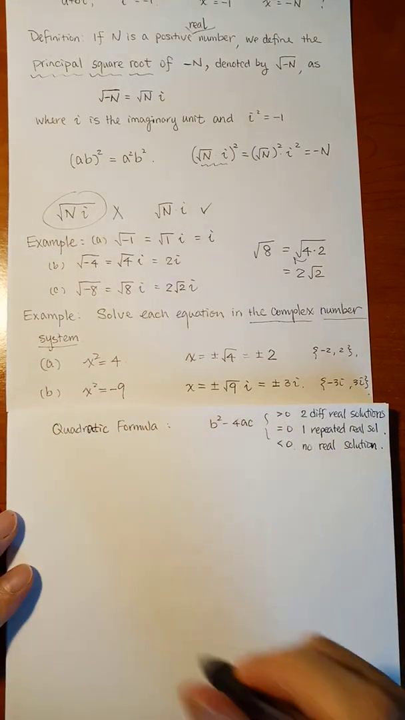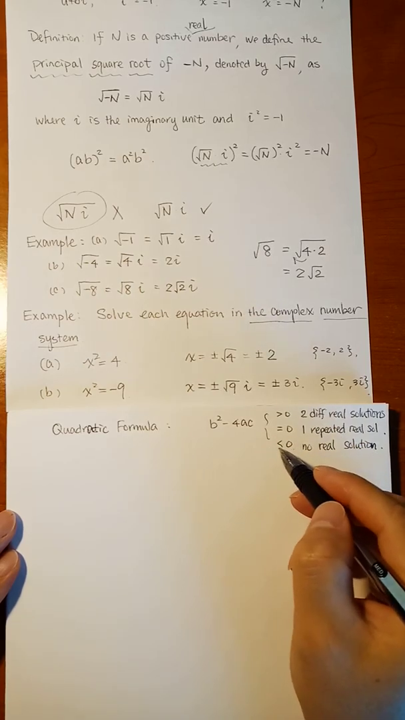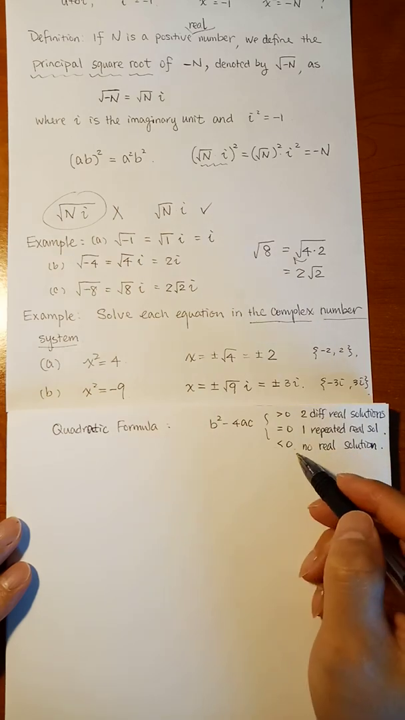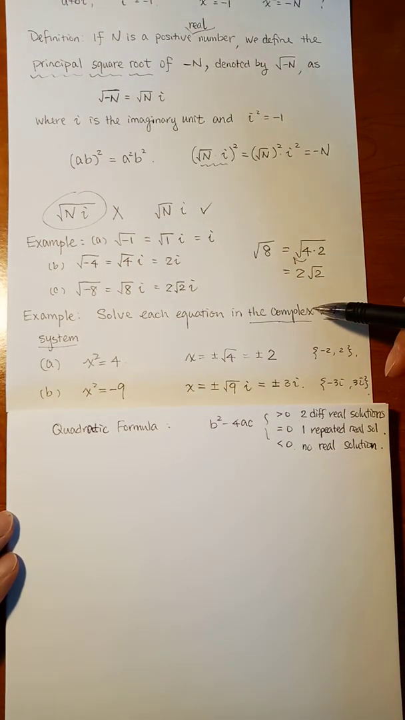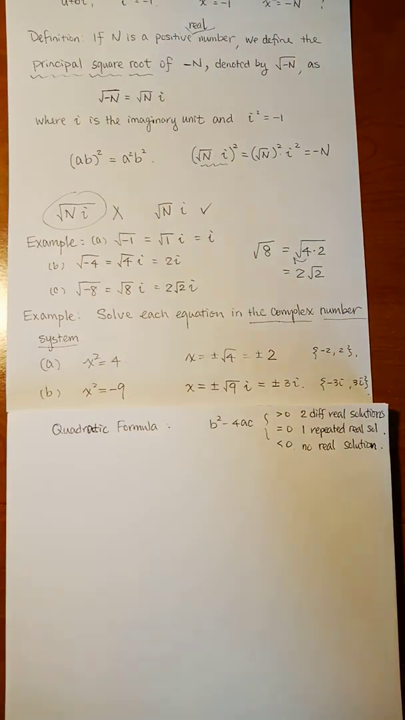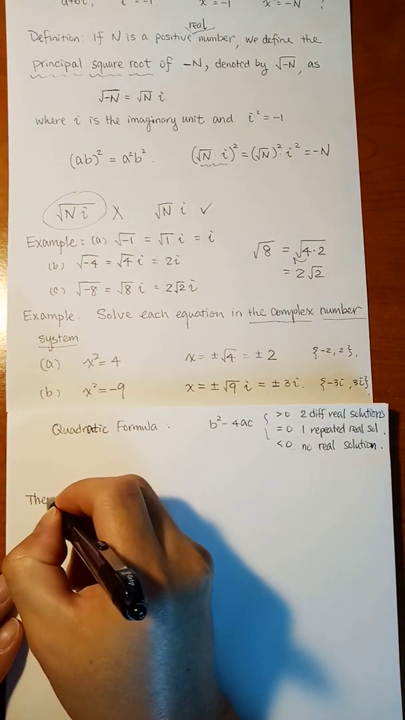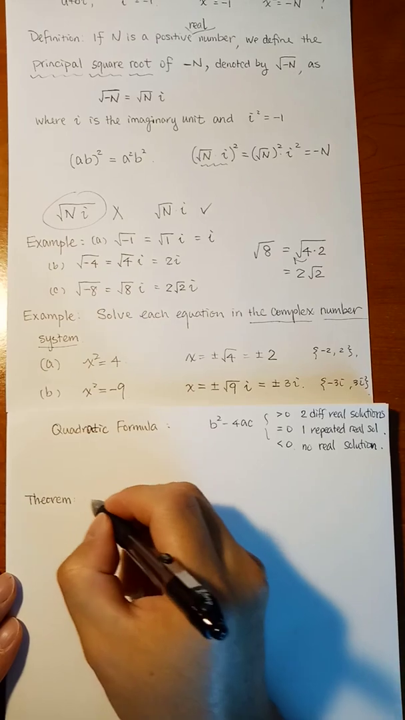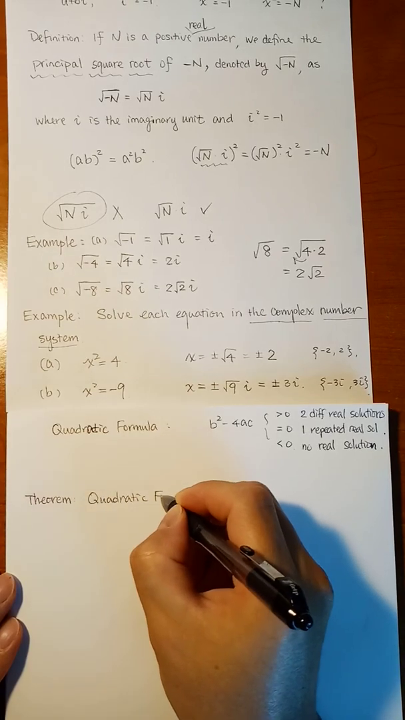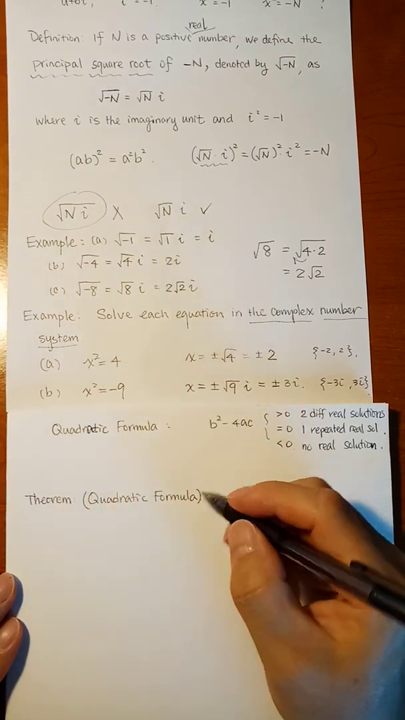Okay. But here, these two are already solved. For the case when b squared minus 4ac is less than 0, no real solution, in this case we are going to apply our complex number system. Then we will have the so-called complete quadratic formula. The same formula, but with a little bit different explanation.